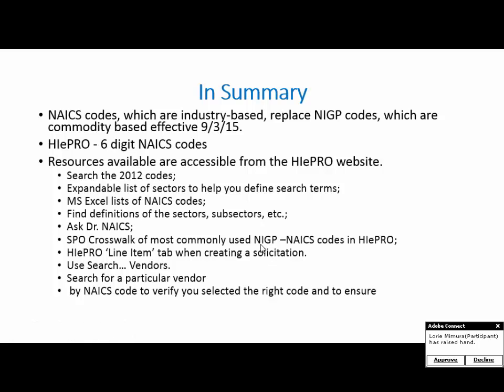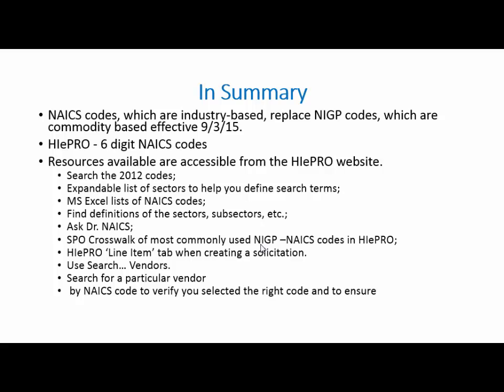You have a lot of resources to help you find the correct code or codes, and all of them are accessible from HIePRO. You can link to the NICS website, search from the codes link in the banner. You can use the 2012 search for searching for the code. On the bottom part of that page are a number of resources that are helpful. You can look at the expandable list of industry sectors, that top level category. You can download the MS Excel files of all the codes. A narrative explaining and giving definitions of each sector and subsector is also in that section.